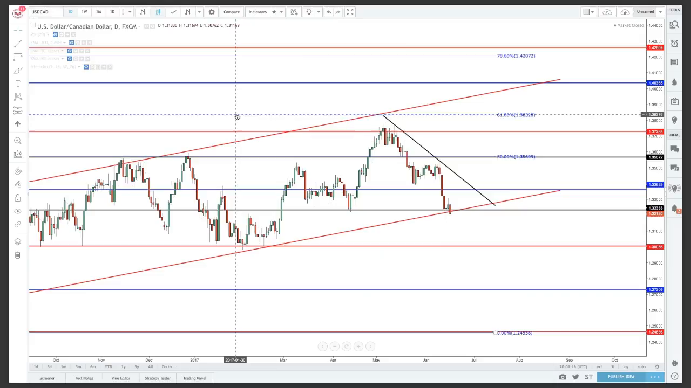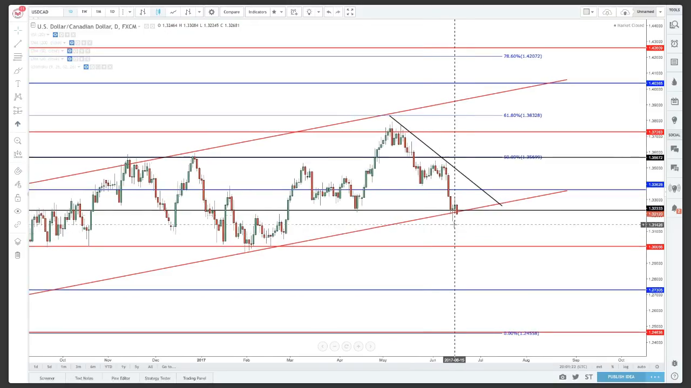Okay, so it just says there, is the market currently ranging? If yes, don't trade within the range. Well, we can see that price isn't currently ranging.